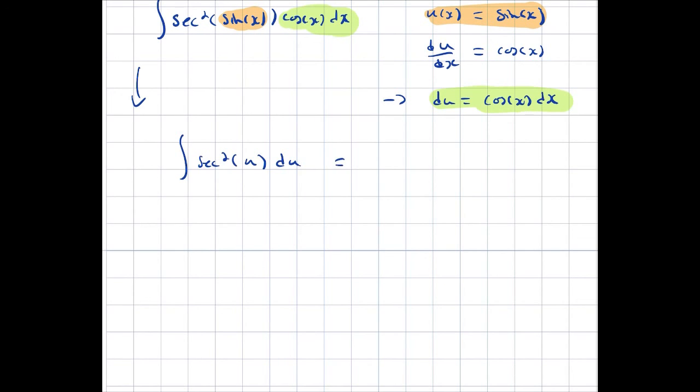And I know that this is, because I know all of my trig derivatives, which are really, really important. They don't emphasize that enough in high school. You need to know them all, and we have videos on that. It is tangent of u plus a constant.